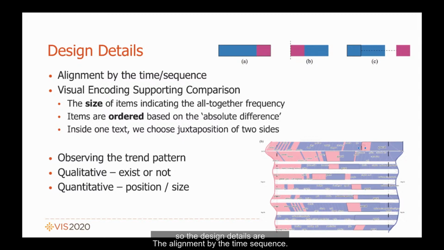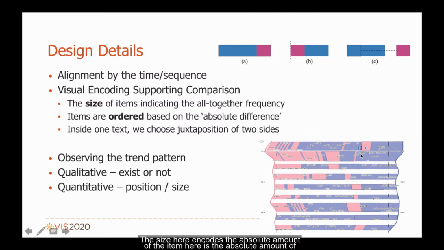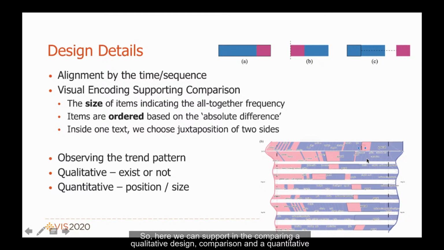So the design details are the alignment by the time sequence and, more importantly, the visual encoding supporting the comparison. The size here encodes the absolute amount of the item, here the absolute amount of the text frequency, and then the order is based on the absolute difference. So here we can support both the qualitative and the quantitative comparison.